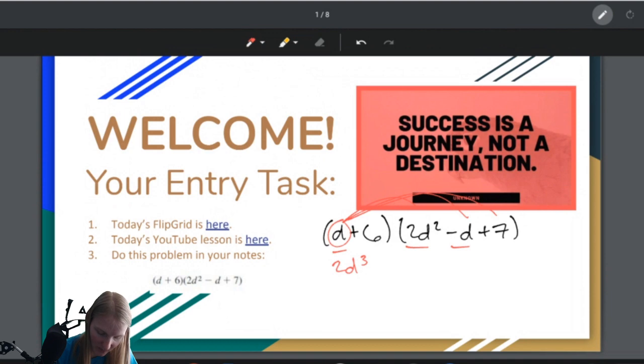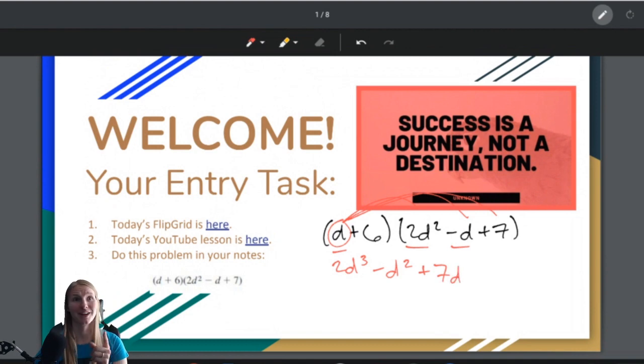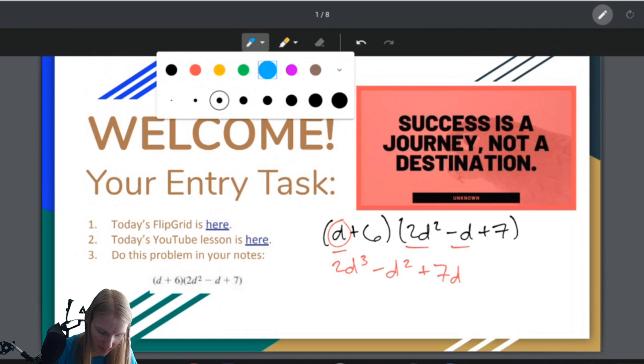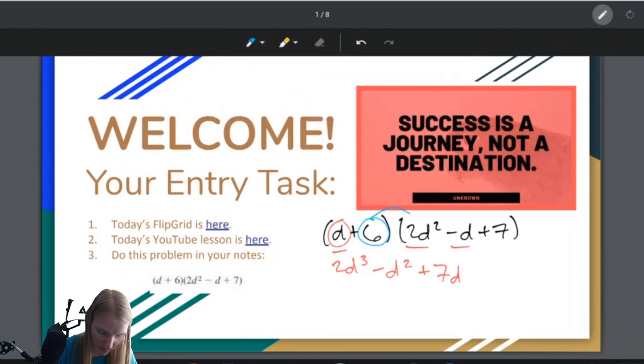D times negative d is negative d squared, because a positive and a negative make a negative. And d times 7 is 7d, not 70. Alright, beautiful. Next, we're going to move on to the second term. We're going to look at this 6 and give a 6 to everything inside the second set of parentheses.